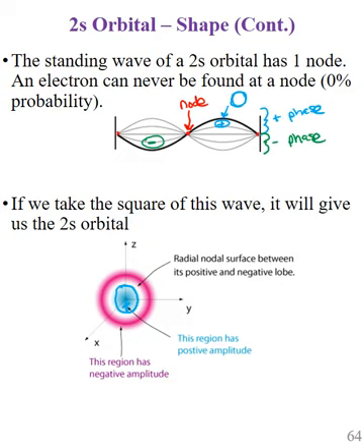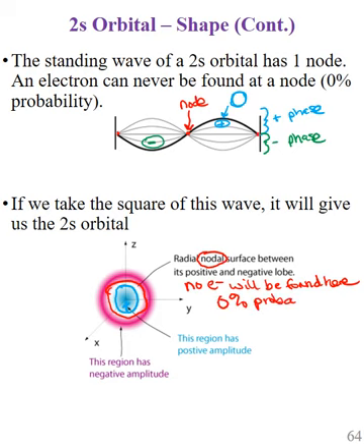Okay, and then we have a node. This white area right in here, this is our node. And it's between the positive and the negative lobe. Okay, this is an area where no electrons will be found. And the reason why is because there's 0% probability of finding it there.